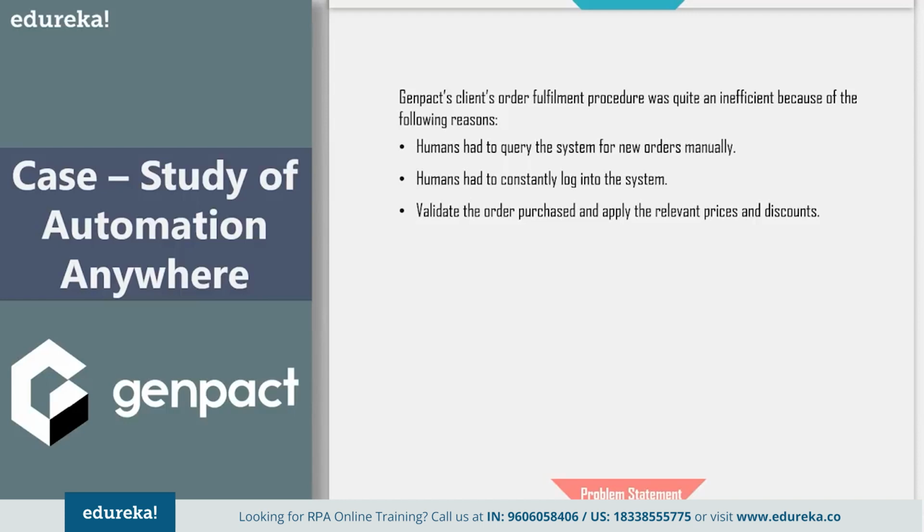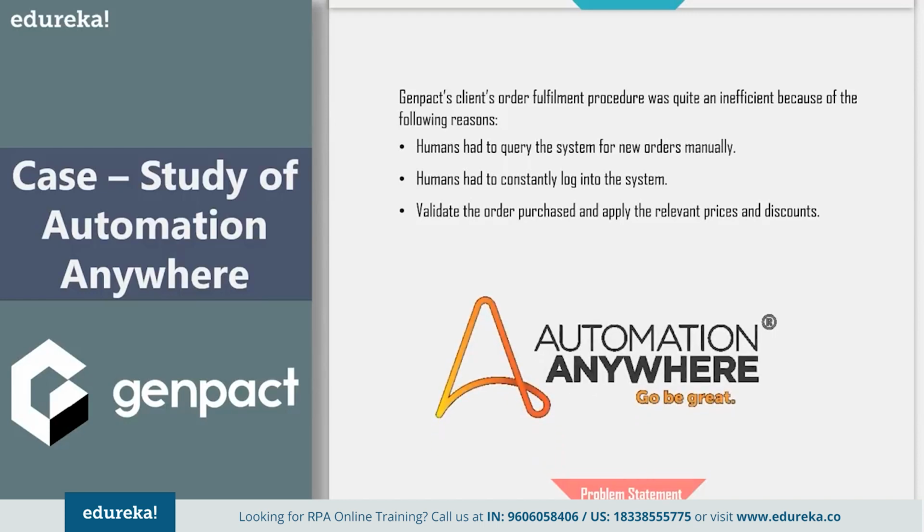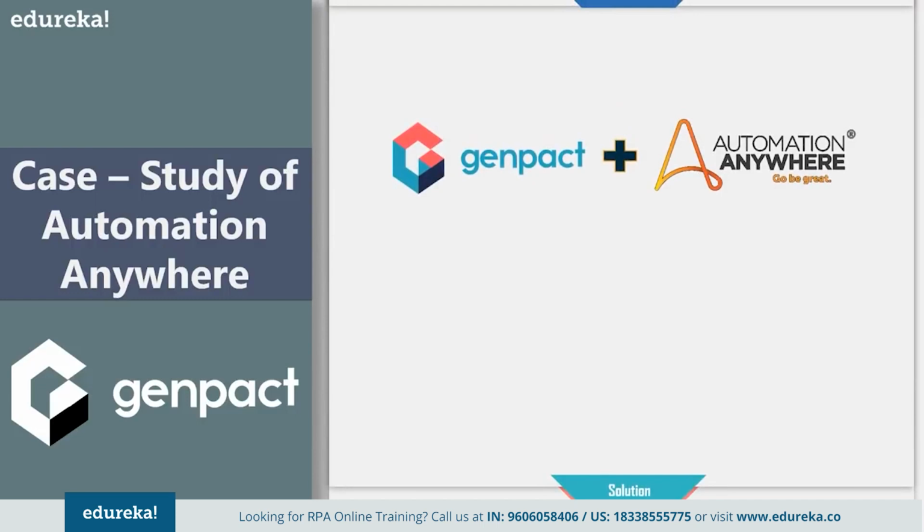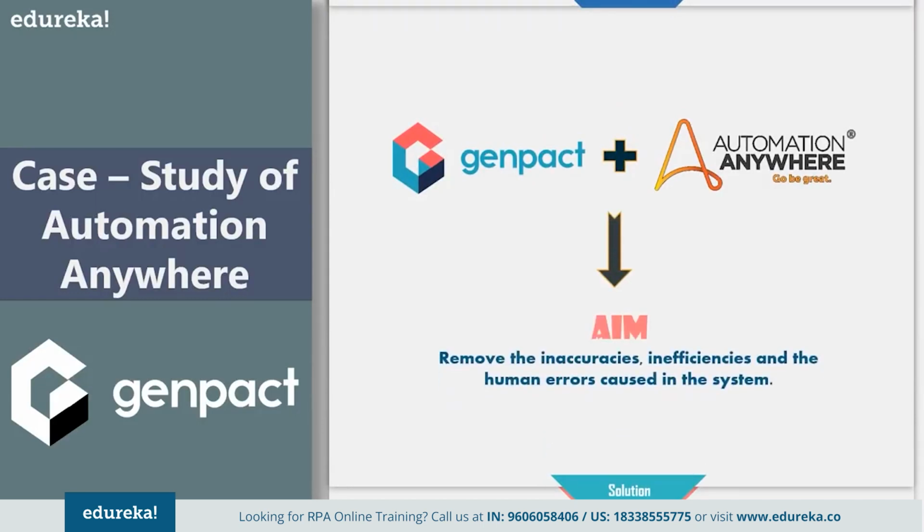Now, to benefit their businesses, Genpact decided on automating their processes. Obviously, the solution was Automation Anywhere. So, Automation Anywhere and Genpact decided to re-engineer the process by using smart enterprise processes. Their aim was to remove the inaccuracies, inefficiencies, and the human errors caused in the system. So the execution team decided to integrate the legacy systems with Automation Anywhere and make sure that humans have an eye on the entire process getting executed, right?